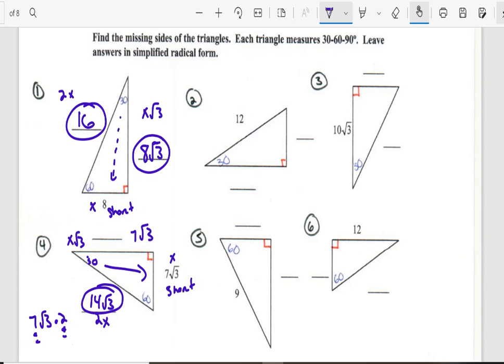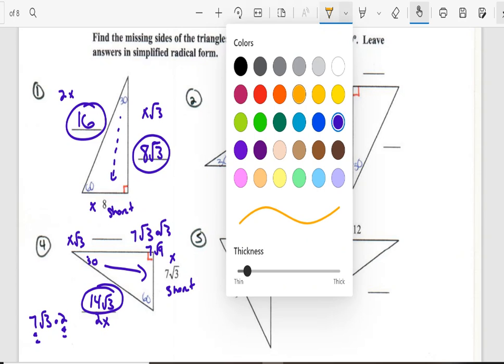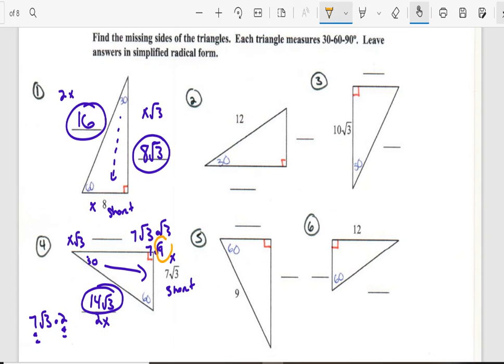So that's 7 root 3 times root 3. 7 root 3 times root 3 will end up being 7 root 9. There was a problem on the previous page where I told you guys if you end up with a perfect square here, you should be simplifying it. So hopefully you recognize that 9 is a perfect square. Square root of 9 is 3. So this is really 7 times 3. So this answer is 21. If you leave it as 7 root 9, you will get some credit, but you will definitely lose at least a point.